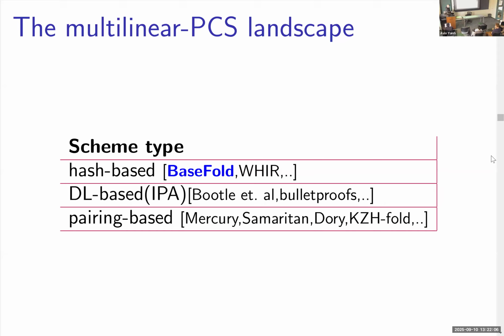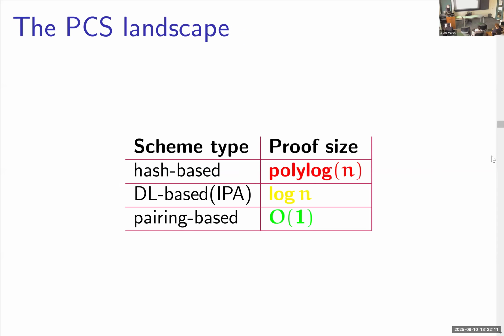So now let's look at a few parameters and how these three compare. One important parameter is proof size. If you think of the open protocol as just one non-interactive message, what is the proof size? Here the hash-based schemes are the worst. They're polylogarithmic, measuring, say, in field elements. Discrete logs are in the middle, and pairing based are the best.